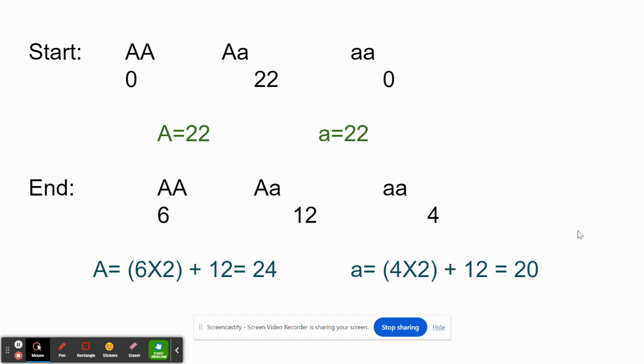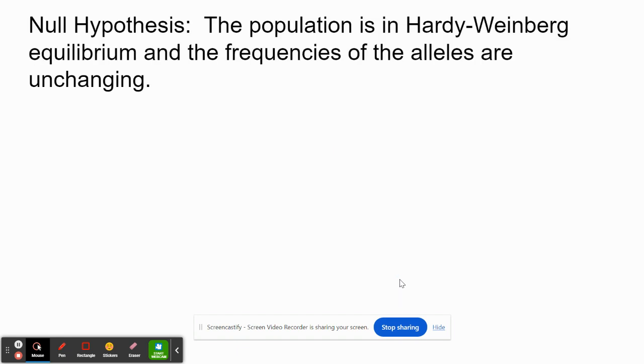Do you think a 4 allele swing is a big enough change to say that evolution has happened or not? Well, when you get to the last page, you have to do a chi-square to see whether or not it actually is significant. So when we do these chi-squares, we've done these a few times.